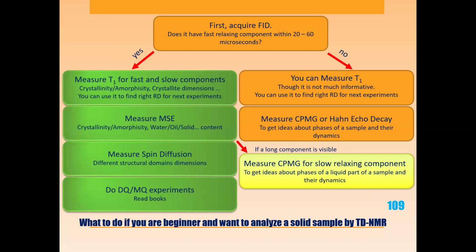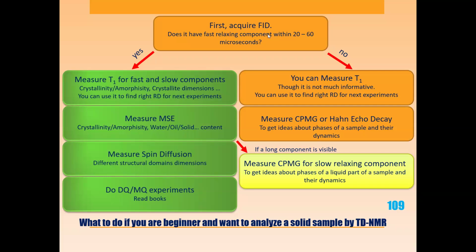We can talk a lot about this. The main idea is that when you start measuring some unknown samples or something new, you need to do some preliminary measurements and then think which types of experiments can be informative for your samples and for your tasks. And here we actually try to develop a more or less simple algorithm for what to do with an unknown sample.